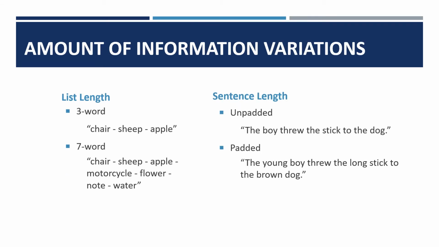The next item to consider is amount of information variations. This can be manipulated in terms of the number of words in a list or the length of a sentence. For example, once a patient is accurate in repeating a 3-word list, they may be challenged by asking them to repeat a 7-word list. Similarly, progressing from a shorter sentence, here identified as an unpadded sentence, to a longer or padded sentence will provide a greater challenge to the patient.